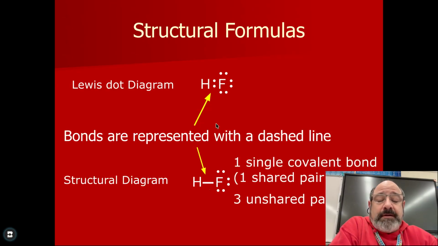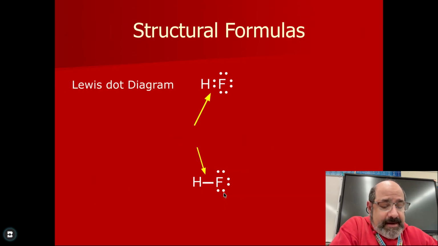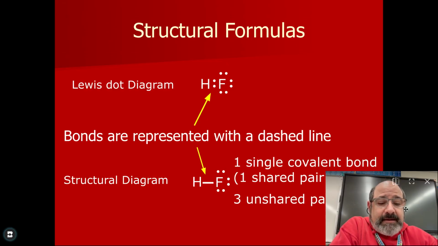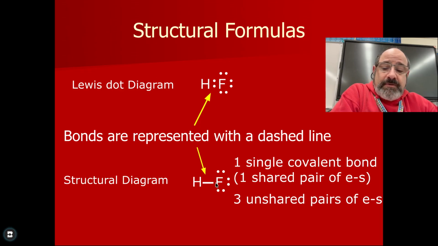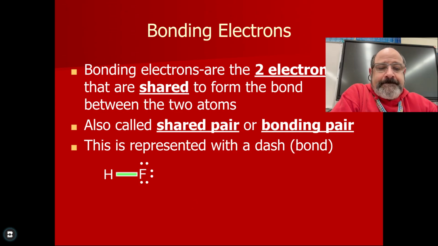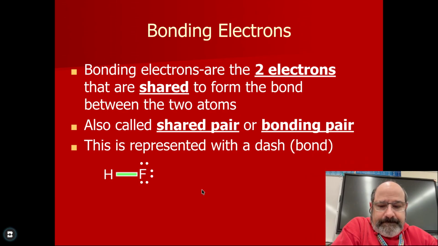Okay, so we draw the same thing. Here we have our cards showing H has a bond with F, and then there's 3 pairs around the F. And when we draw the Lewis dot, there it is. We have H with a line showing that that's a bond, and then we have 3 pairs of these unshared pairs, which we'll talk about in a second.